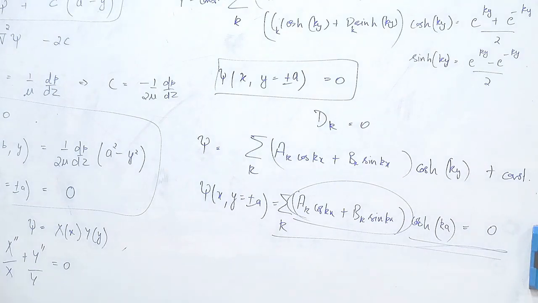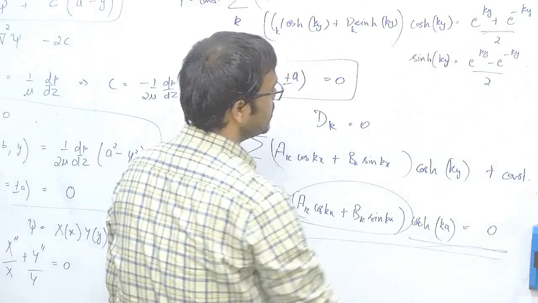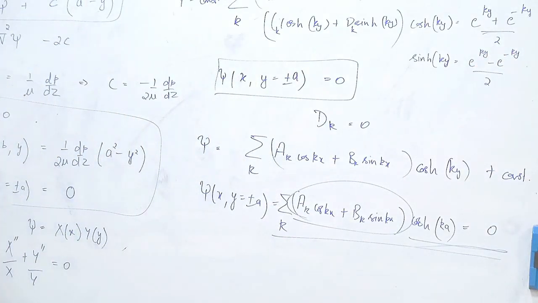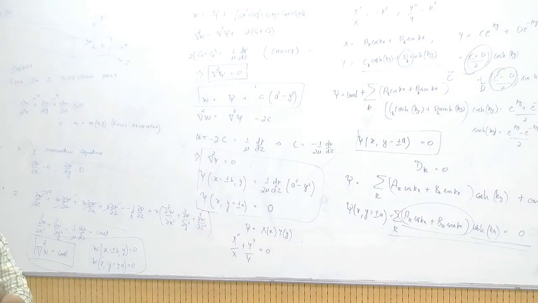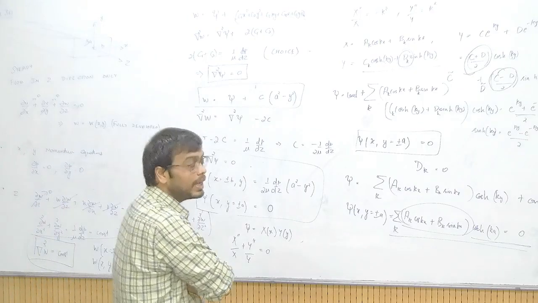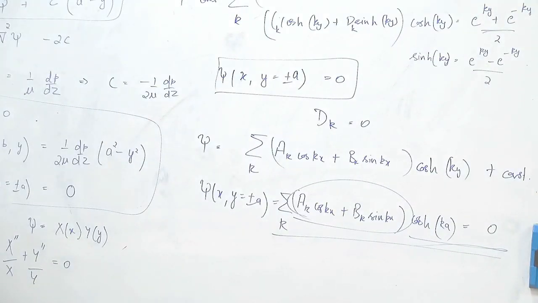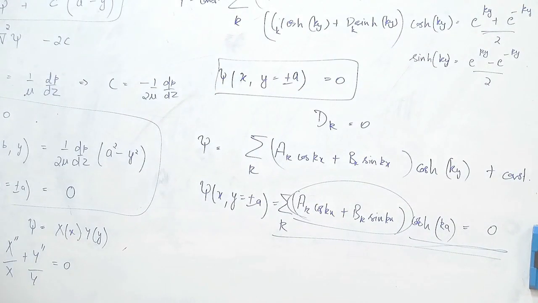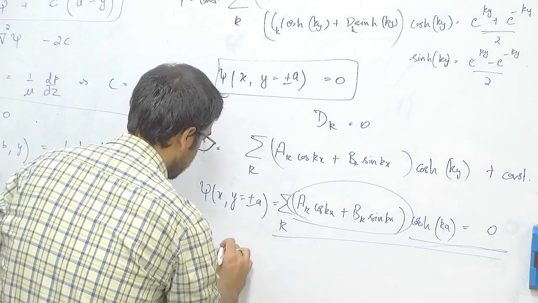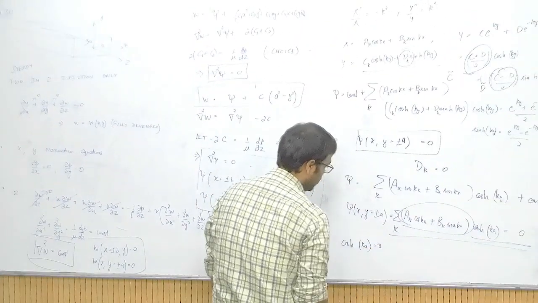Cosh ka. When can cosh ka be 0? So again, you are thinking about a real k. Do not think about a real k. Cosh ka can be 0 when k can be imaginary also. So, for cosh ka to be 0, what does this mean?